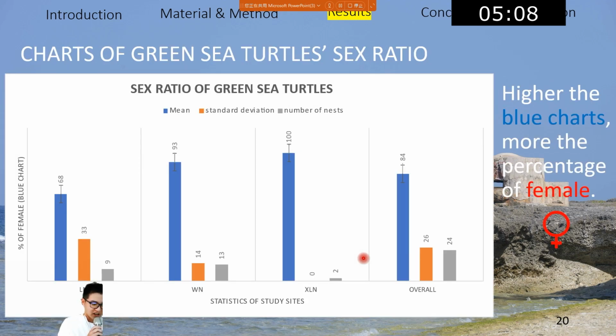So this is the chart I made. You can see that this is Lanyu, this is Wang-an, and this is Xiaoliuqiu. The higher the blue bar means the more females they have. This is 68%, and this is 93%. This is 100%. Overall, 84% of them are female. There's only 16% male. This is extremely unbalanced.